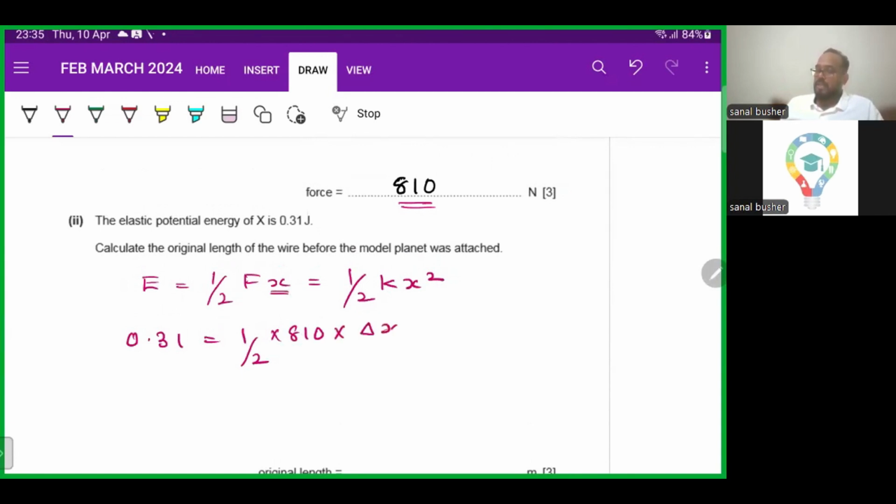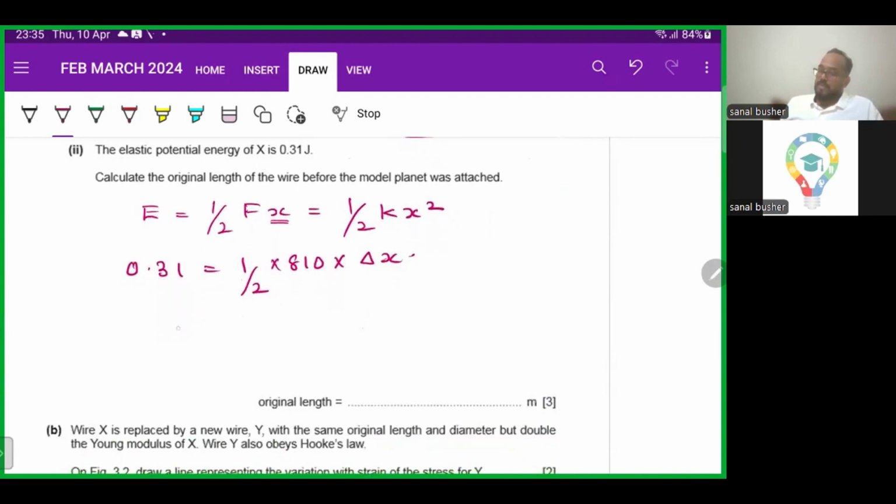You're taking it as delta x. So when you solve for delta x, it will be equal to 2 times 0.31 divided by 810, right? If you cross multiply, you will get it. When you solve this value in the calculator, you get 7.7 × 10^-4. And this is the delta x only, the change in length.